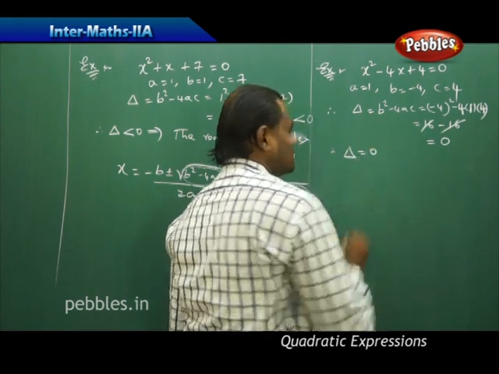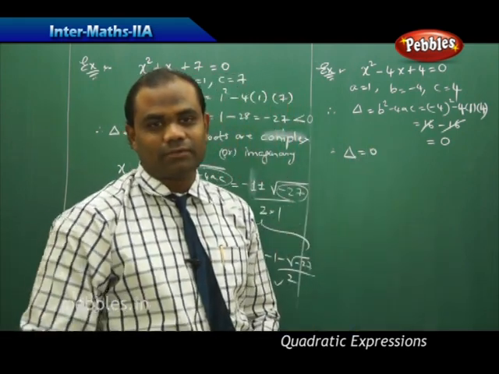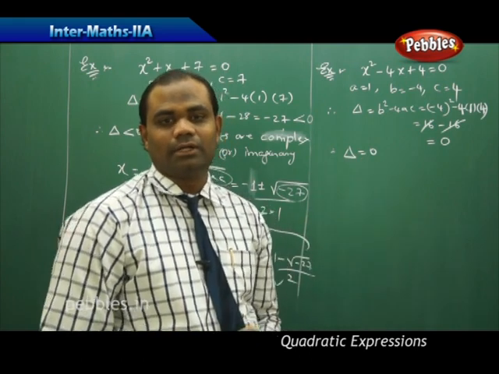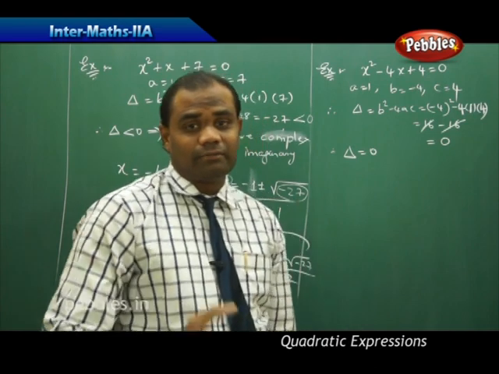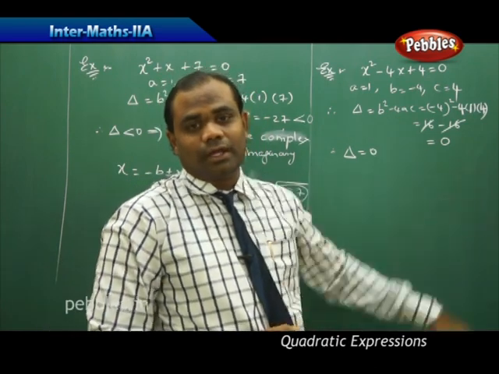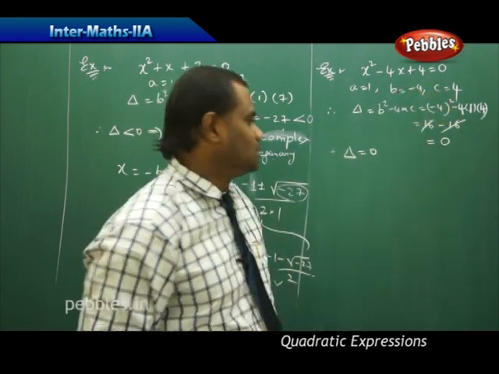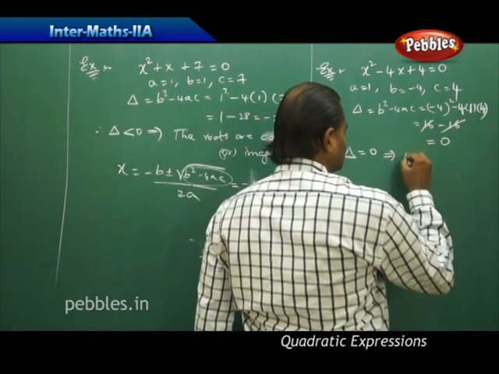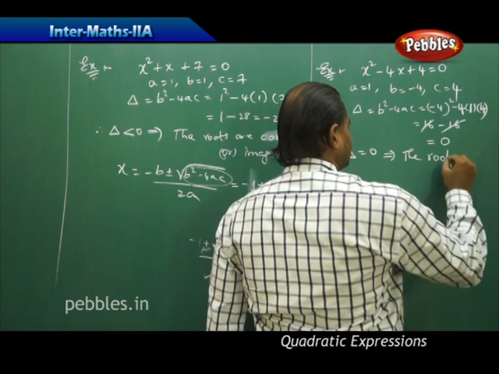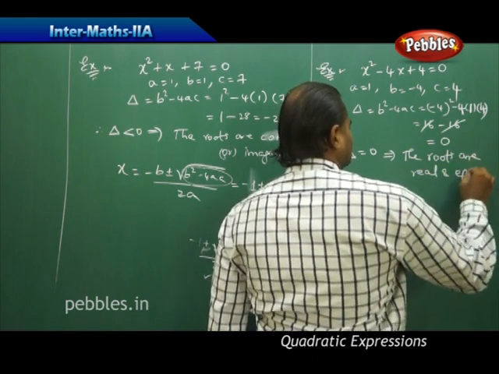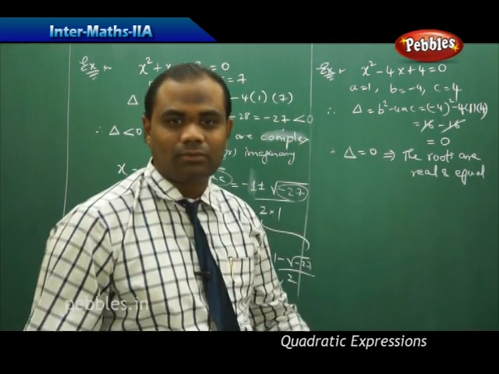Now we all know that this is case 2 of the significance of delta, where delta equal to 0 implies the roots are real and equal. That implies when I have delta simplified to be 0, I get one repeated root when I solve this using the formula. So delta equal to 0 implies the roots are real and equal.